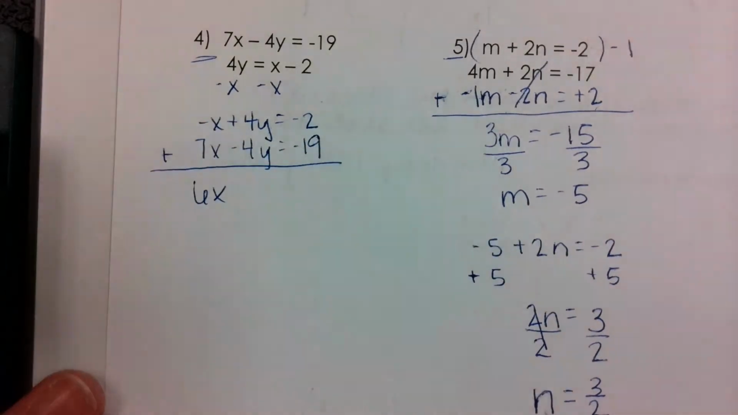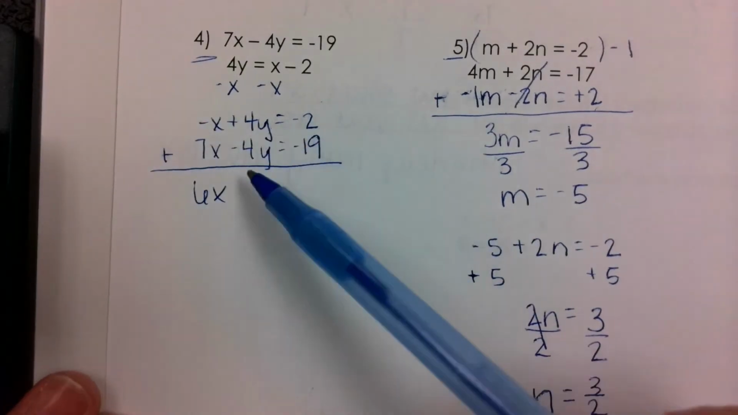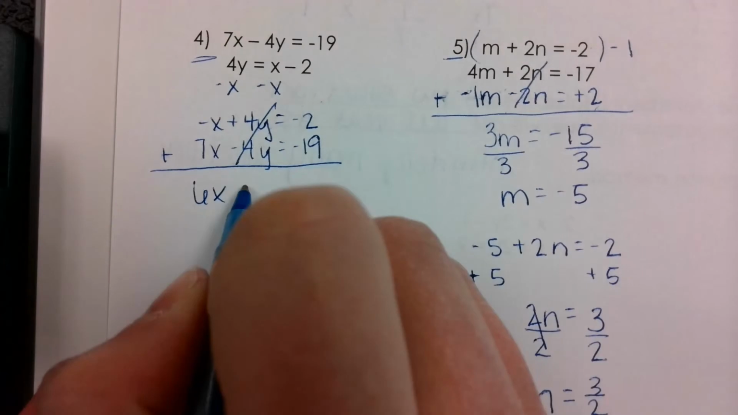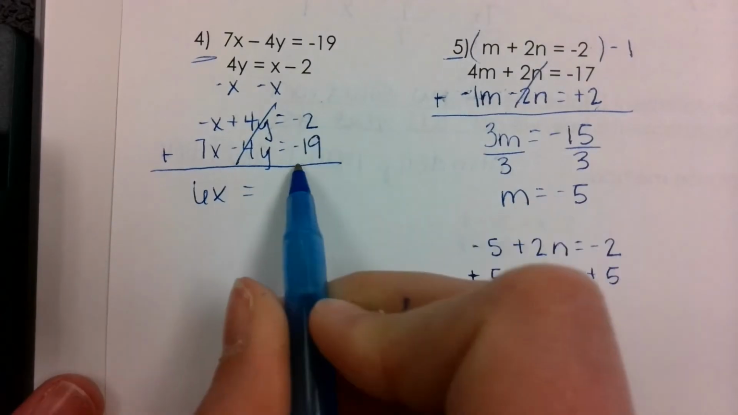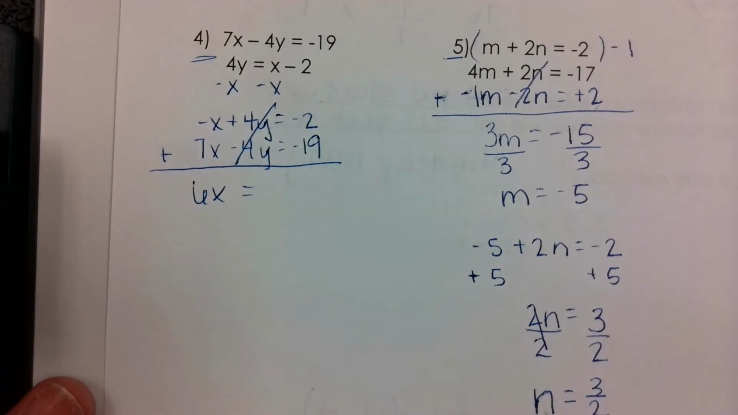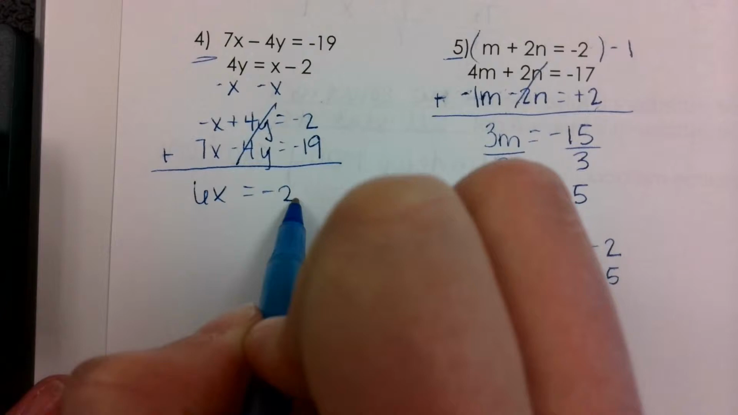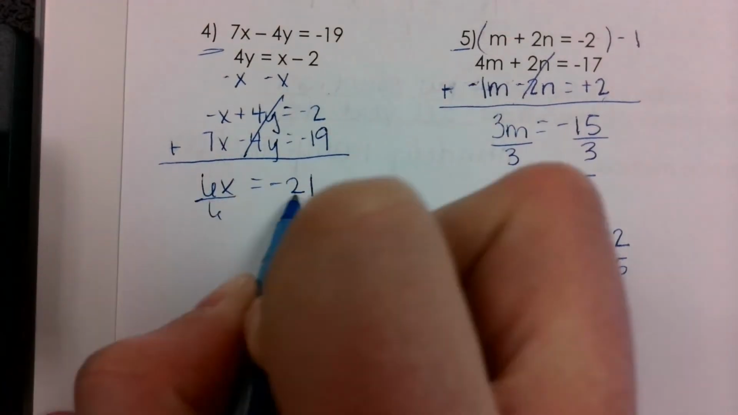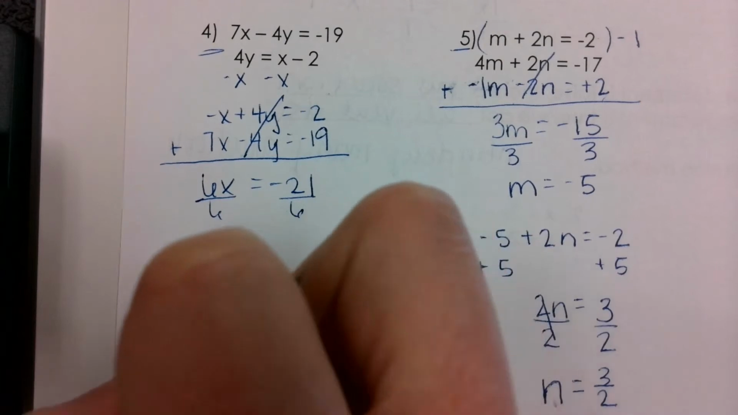What's positive 4y minus 4y? Cancels out. Then we've got negative 2 plus negative 19. What is that? Is that okay? What do we do from there? So negative 21 over 6.